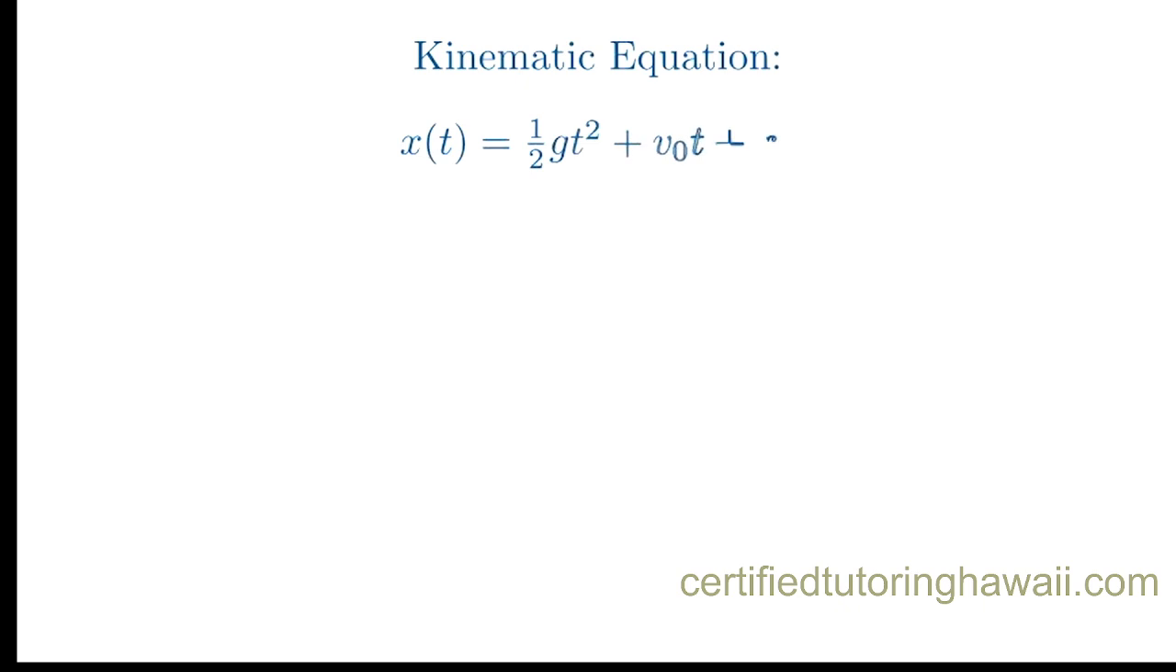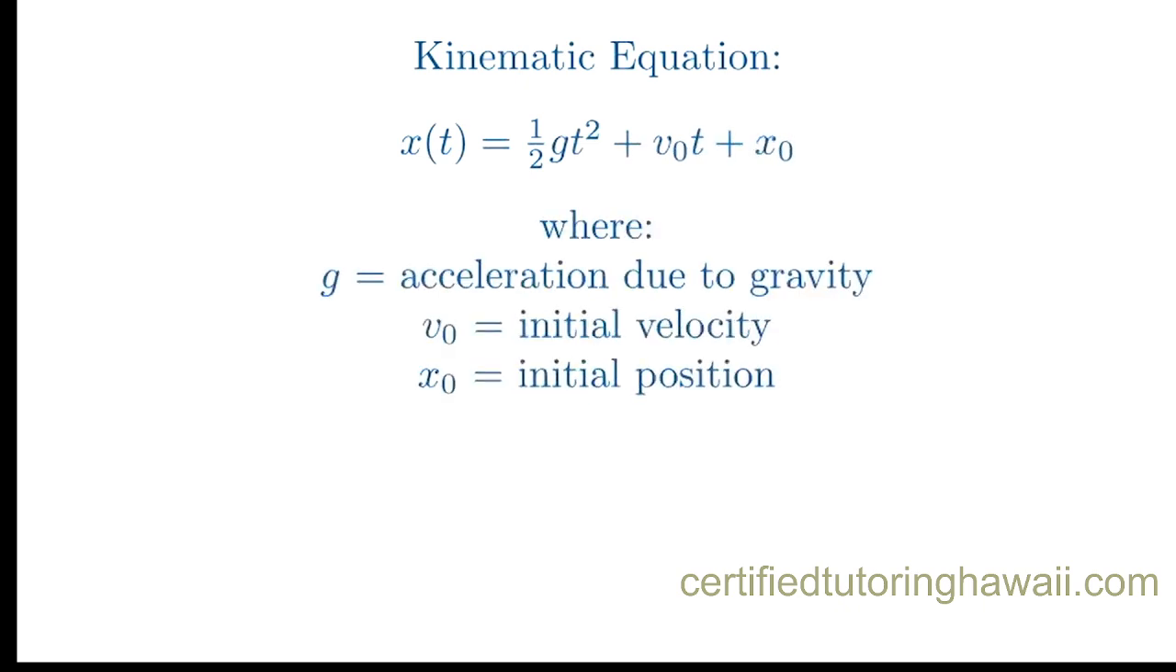Here's where the physics of the situation helps us. In AP Physics, you learn the kinematic equation for position. The general form for vertical projectile motion is x(t) = 1/2 gt² + v0t + x0, where g is acceleration due to gravity, v0 is initial velocity, and x0 is initial position. Let's apply this to our problem. We know the initial position, or initial height, x0, is 20 feet. So, our model is h(t) = 1/2 gt² + v0t + 20.